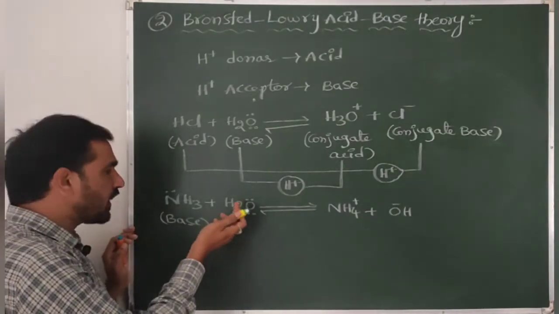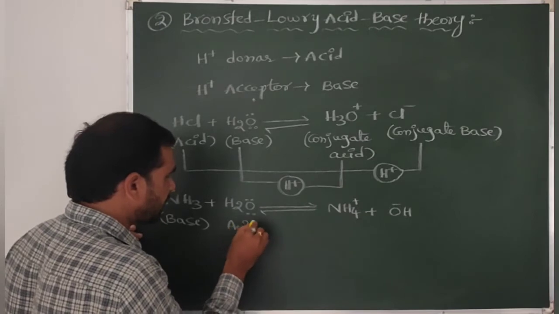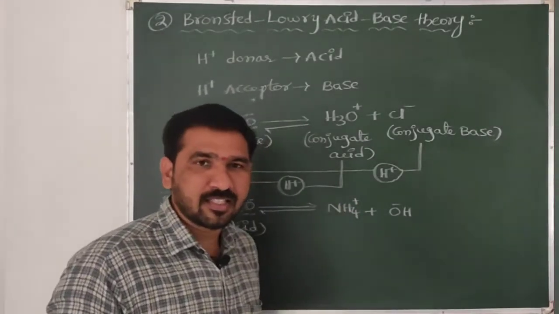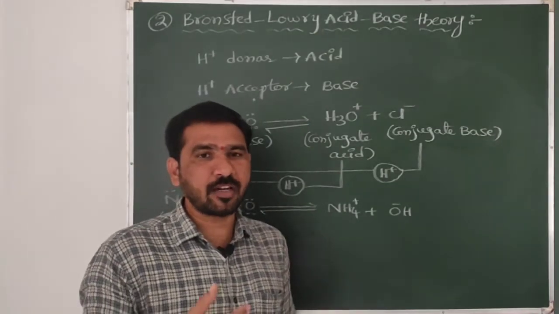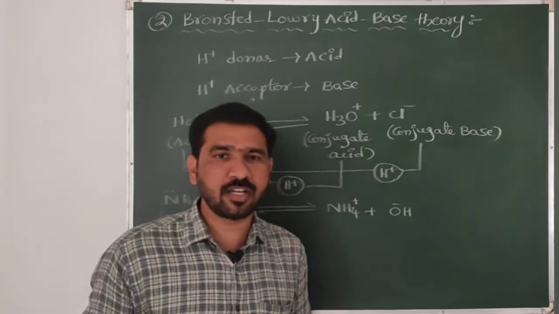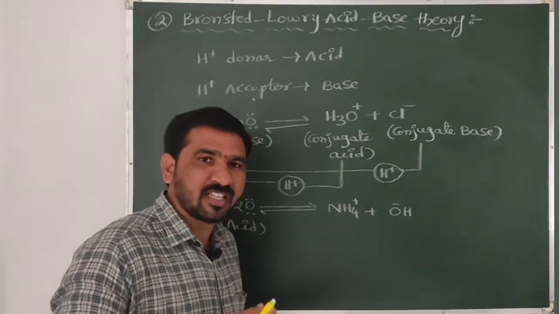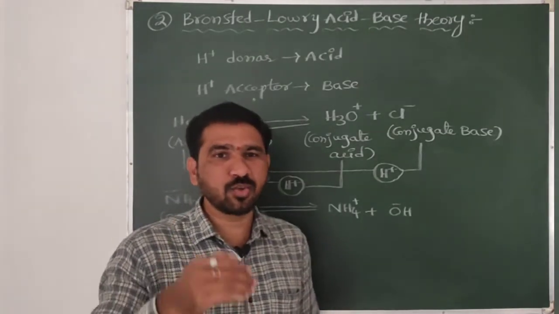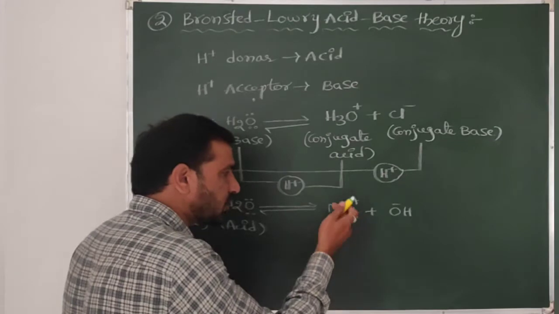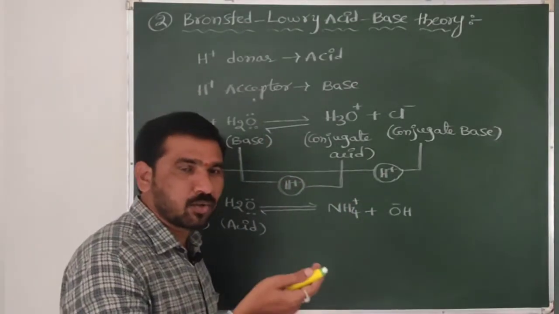H2O proton donates to NH3, that's why H2O is acid. Is it clear? Then NH4 plus is less stable because of nitrogen having positive charge. Nitrogen is also one of the more electronegative atoms, so that is less stable. To get stability, nitrogen tries to remove its positive charge, which is possible by donation of a proton. It means it is trying for proton donation.